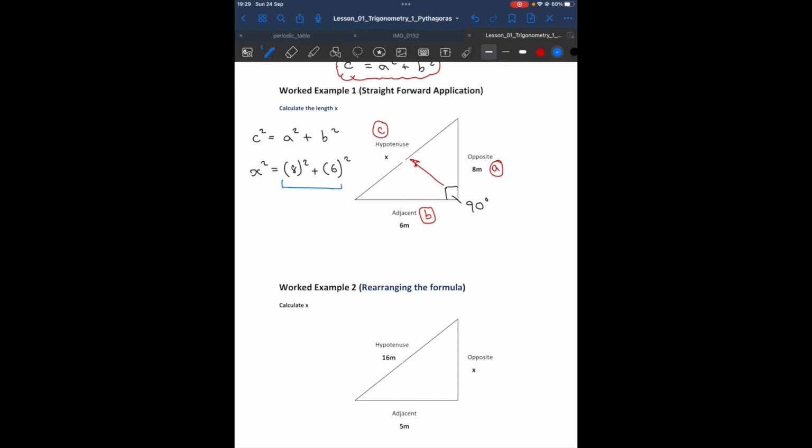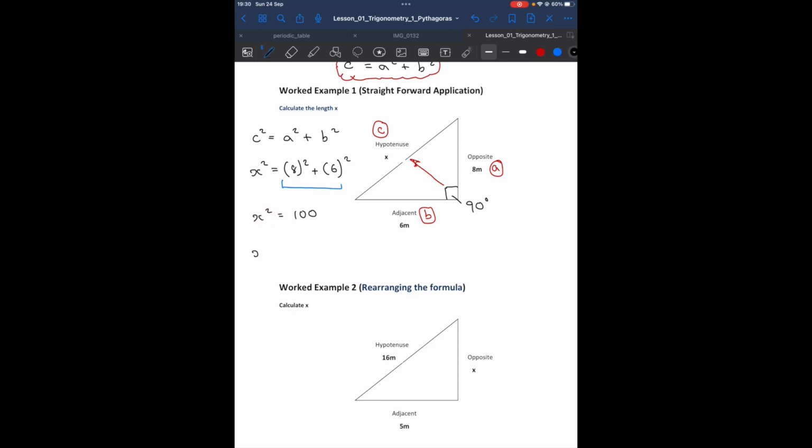If you do that, you'll find that X squared is equal to 100. Now, when you're doing this in your calculator, just make sure that you include the brackets. So X squared is equal to 100, and then the final step to get rid of that square, you're going to take the square root. The opposite of squaring a number is taking the square root.